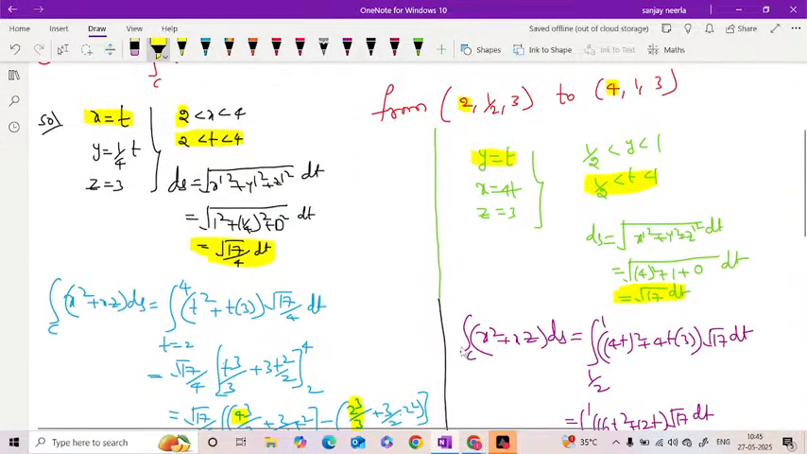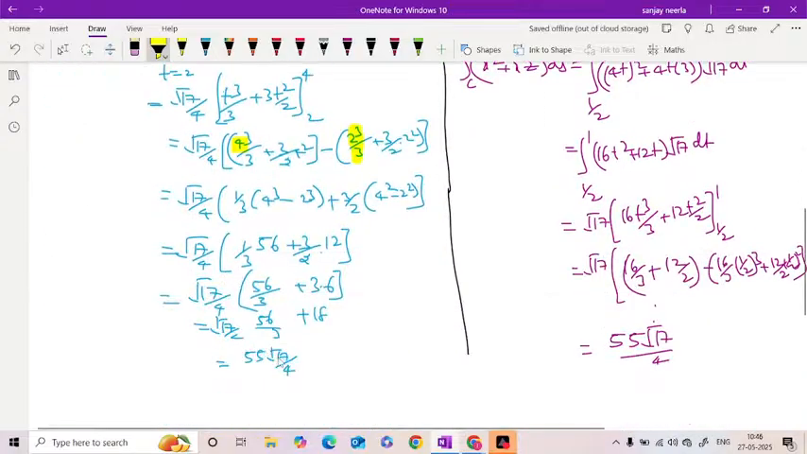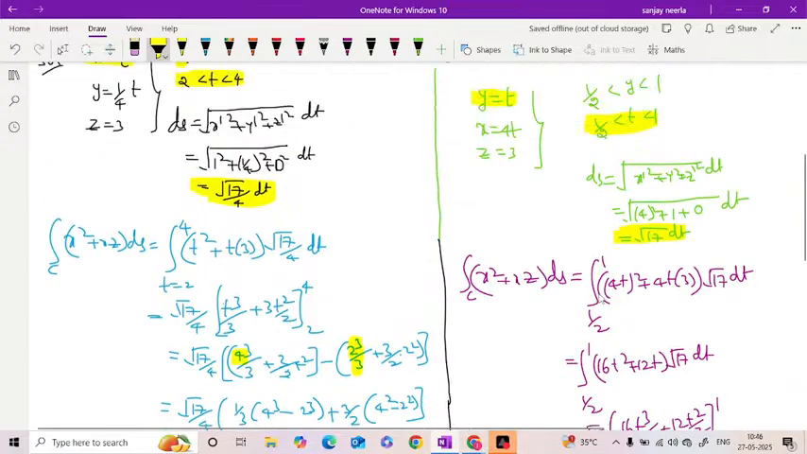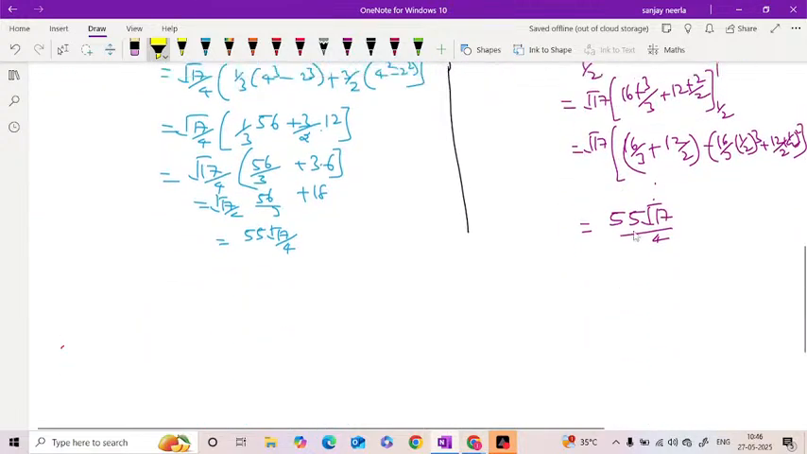Now if I take x equal to t, y equal to 1/4 t and z equal to 3, and ds equal to root of 17/4 into dt, then after simplification we will get 55 root of 17/4. Or if I take y equal to t and x equal to 4t, z equal to 3 and ds equal to root of 17 dt, then we will get the same answer.